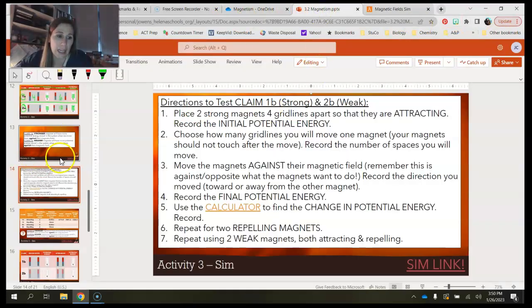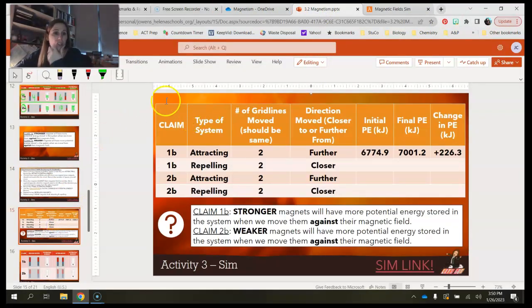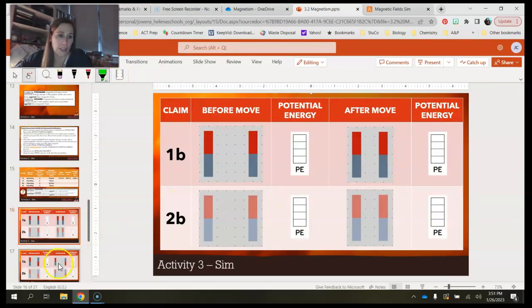And then just like we did last time, once this data table is filled out, you are going to use your data to show me how these 2 different systems look.